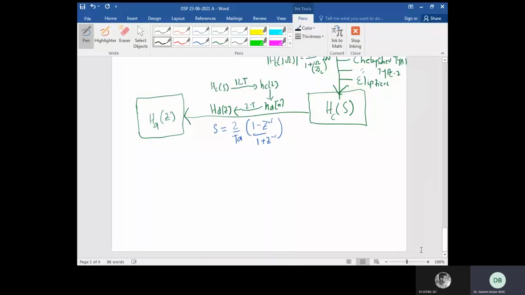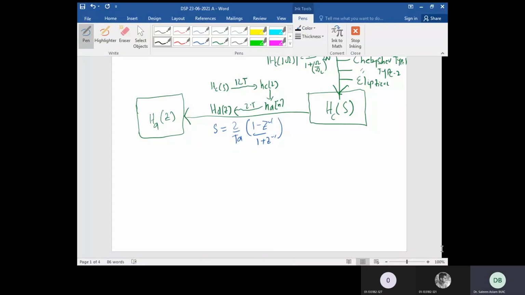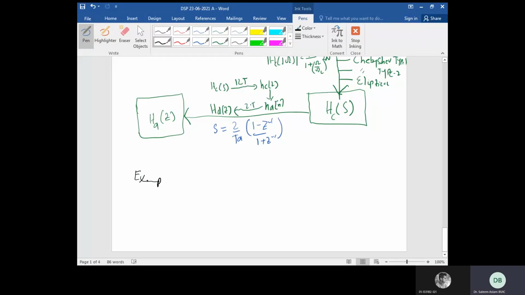So let's start example 7.2 and we'll use these 4 blocks just for understanding, and we'll try to see how these blocks are useful.